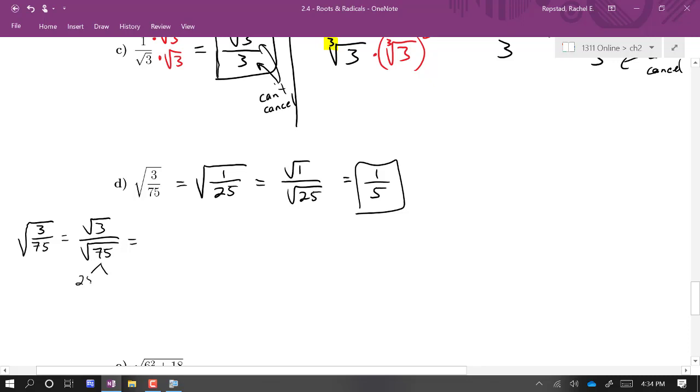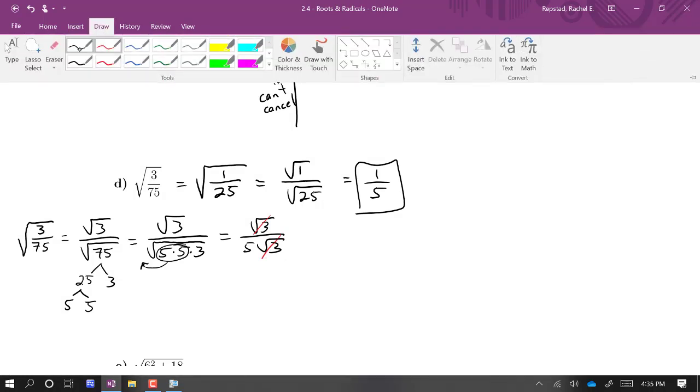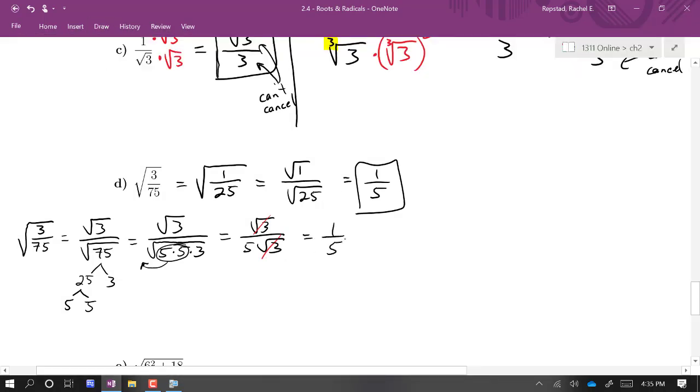So that's 25 times 3, and 25 is 5 times 5. So we have now the square root of 5 times 5 times 3. We have a pair of 5s in here we can take out, a single 5. And now I've got the square root of 3 and the square root of 3, common factor on the top and the bottom, so we can cancel those and we get 1 over 5, just like we got. So if you didn't notice initially that you could reduce the fraction, you could still get to the right answer. It might just take you a couple more steps.